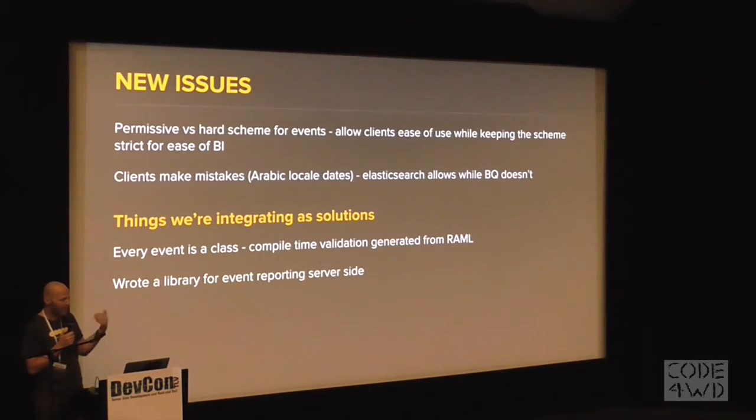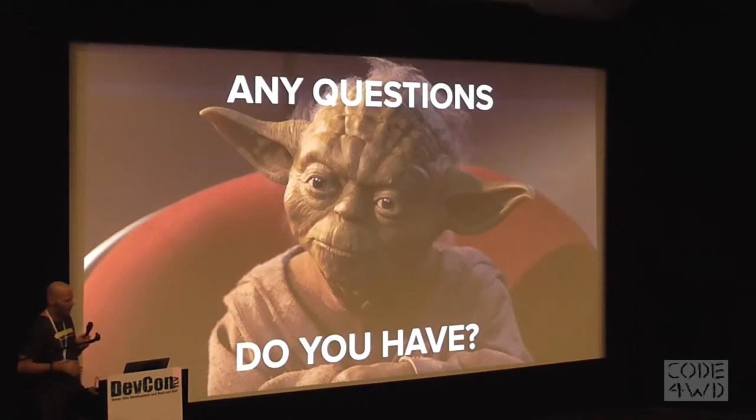That fixed all the issues, and the data that we lost, we loaded again from Elasticsearch, which, by the way, went well. Elasticsearch, because it's less formal, less structured, accepted those Arabic digits. BigQuery didn't, so we survived. We're currently looking at some sort of schema validation. We're not sure if we want it, and we're not sure what the tool is, but we're considering it. And we wrote an internal library for reporting events on the server side. Okay. Thank you.